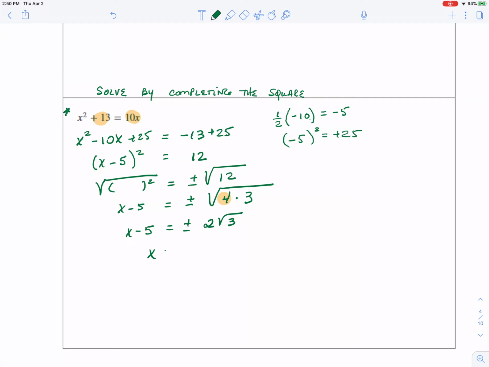So here are my answers. I should come up with a 5 plus 2 times the square root of 3, and I should come up with a 5 minus 2 times the square root of 3. They're my two solutions. All right, that's a good place to stop.